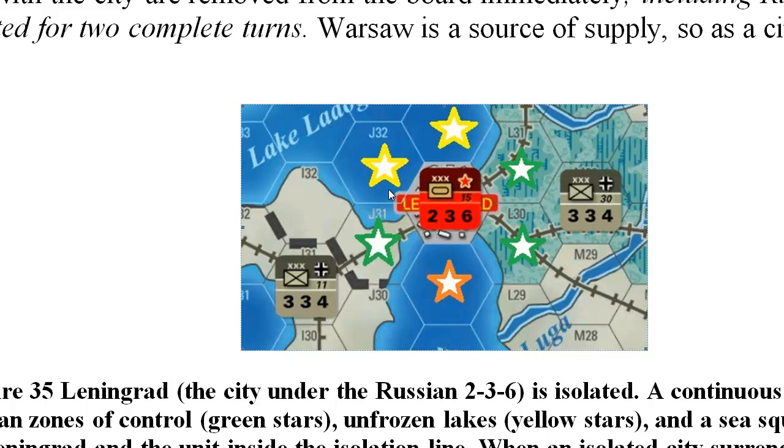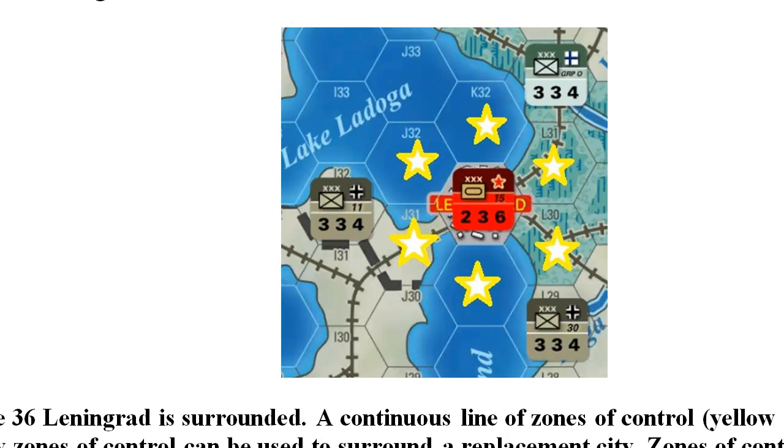For Russian replacement cities, however, there is a stronger form of being surrounded. Suppose a Russian replacement city, such as the one seen here, is surrounded by a line of zones of control. And that's only zones of control. Lakes don't count, seas don't count, edge of the board doesn't count, only zones of control count. Fortunately for the Germans, zones of control are always the six surrounding squares, so J32 and K32 are in the zone of control of a German unit.